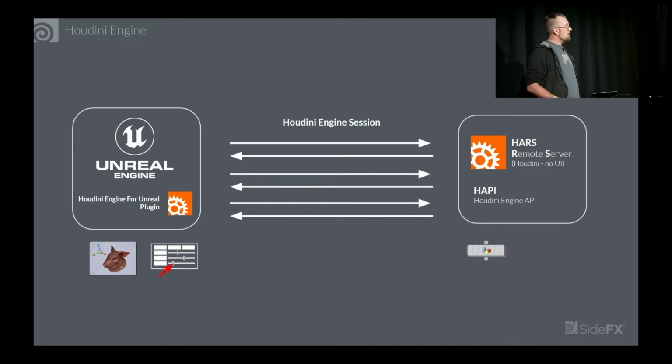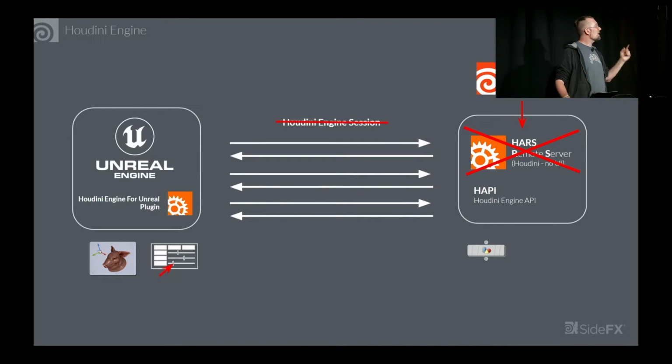Now, one day we had a brilliant idea. We were like, what if we remove Hapi and instead put something which is Houdini with a UI? This would be cool. This would let you see exactly what's happening in Houdini when you're using Unreal. This could let you interact with Houdini, with the viewport, with your nodes directly.